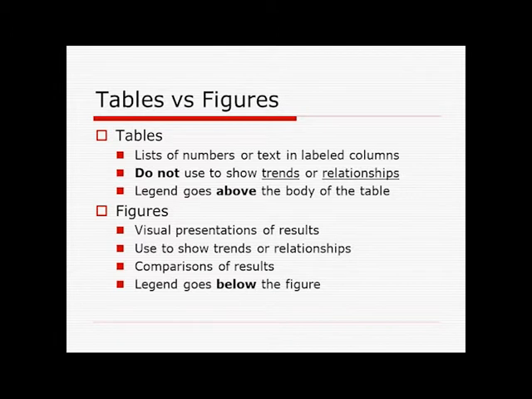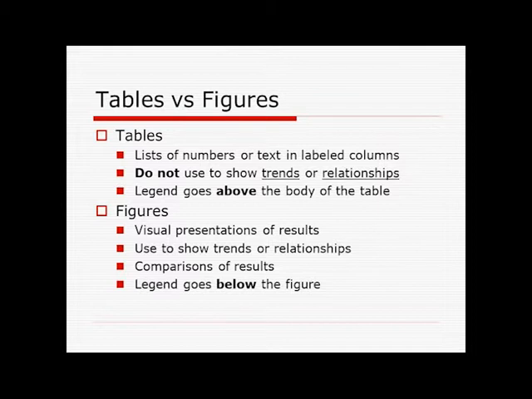So when you're thinking about a table versus a figure, tables are really good if we're listing numbers or text that could fall really well into labeled columns. So if we have a bunch of variables again and we want to list beta coefficients and p-values and 95% confidence intervals, great to put into a table. Tables do not show trends or relationships.